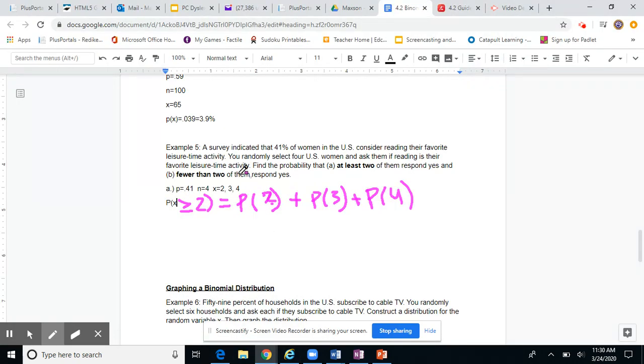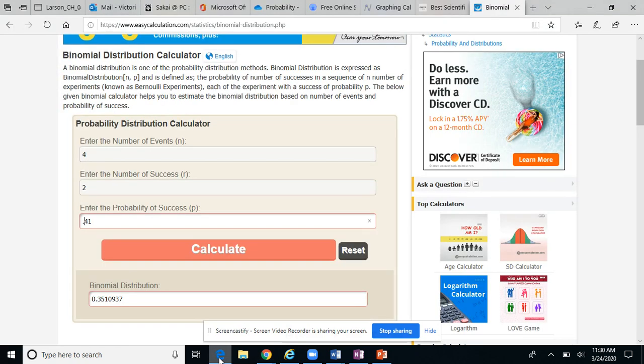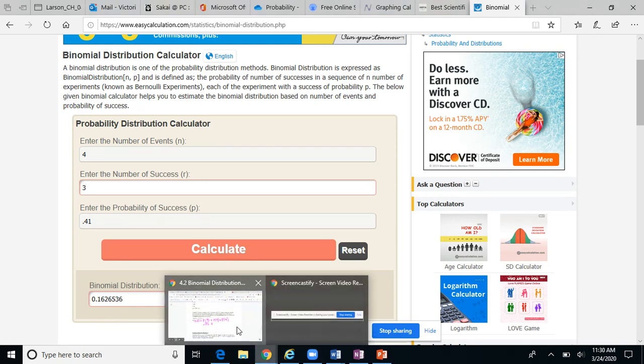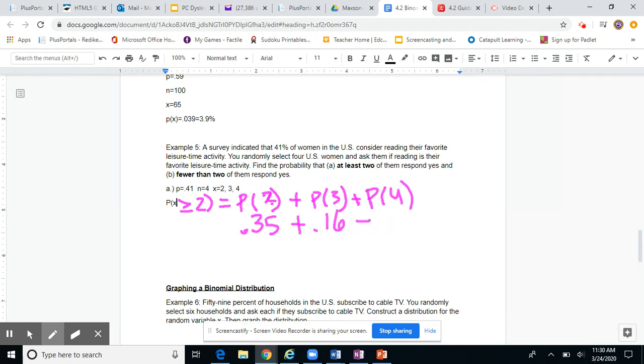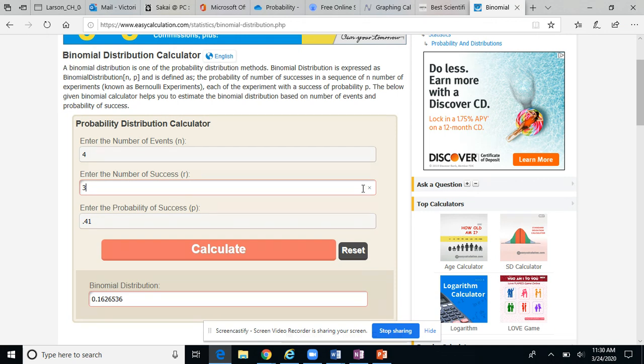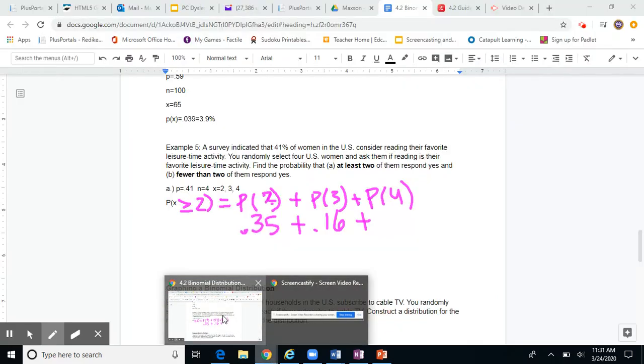So we're going to go back. The probability of 2, 0.35. Then we're going to add that to the probability of 3. So we go back to our calculator. Now the number of successes is 3. So what is that probability? 0.16. And then we're going to find the probability of 4. So instead of 3, we put a 4. That probability is 0.028. So we'll say 0.03.